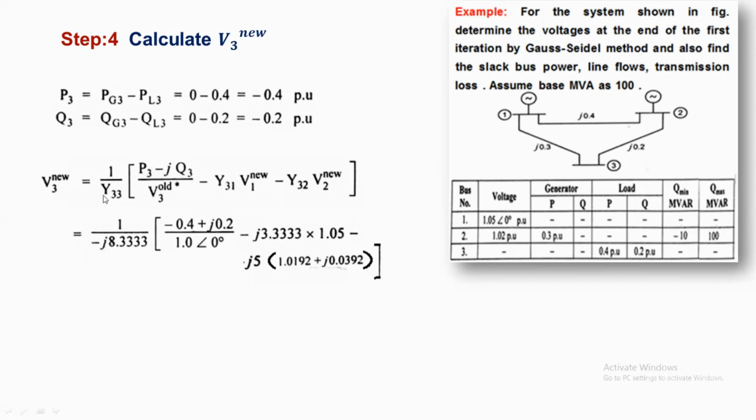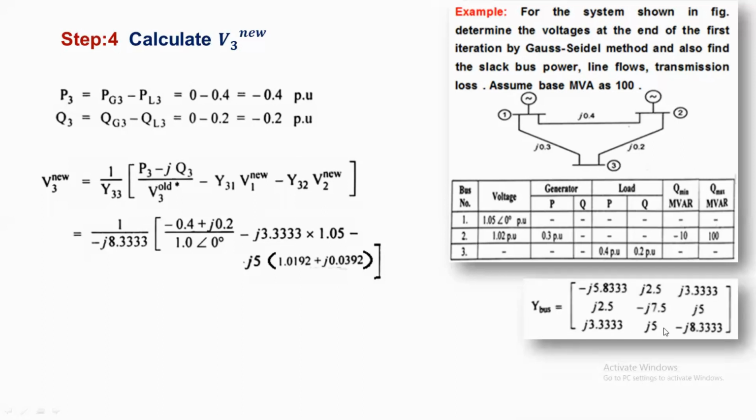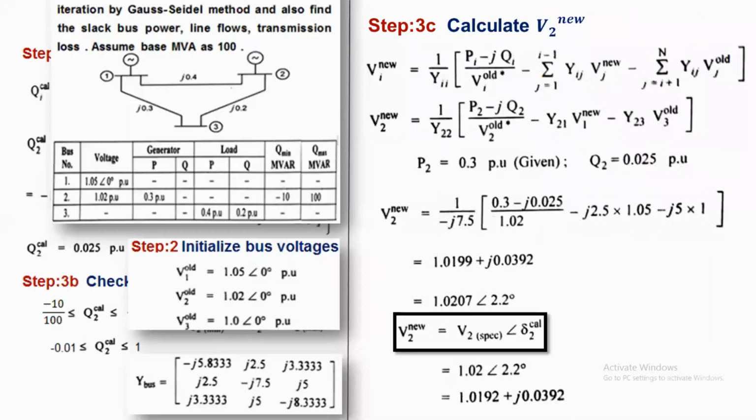Substitute here. Then the bus data are taken from the Y bus matrix. Y33 value is minus j0.833, and substitute all the values. Then V1 new and V2 new. V1 new is the slack bus voltage. That value is constant, the specified value. Then V2 new is the previously calculated value. That previously calculated value is 1.02 angle 2.2 degree. That is equal to 1.0192 plus j0.0392.